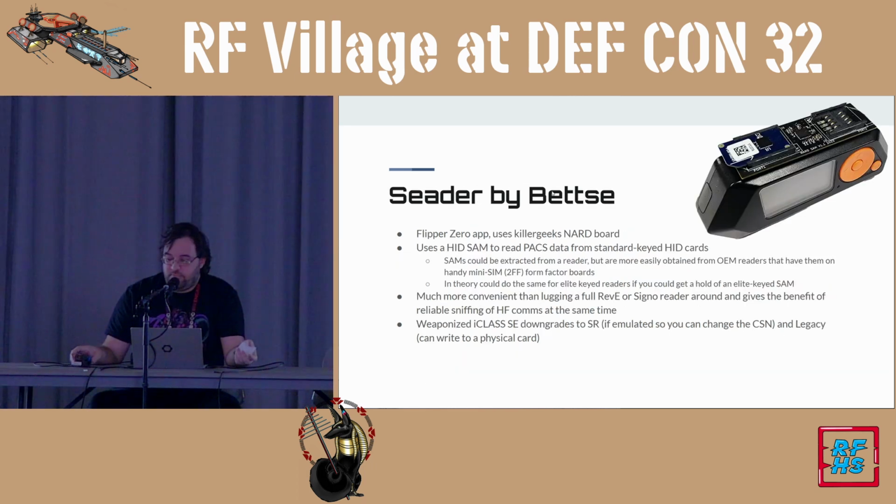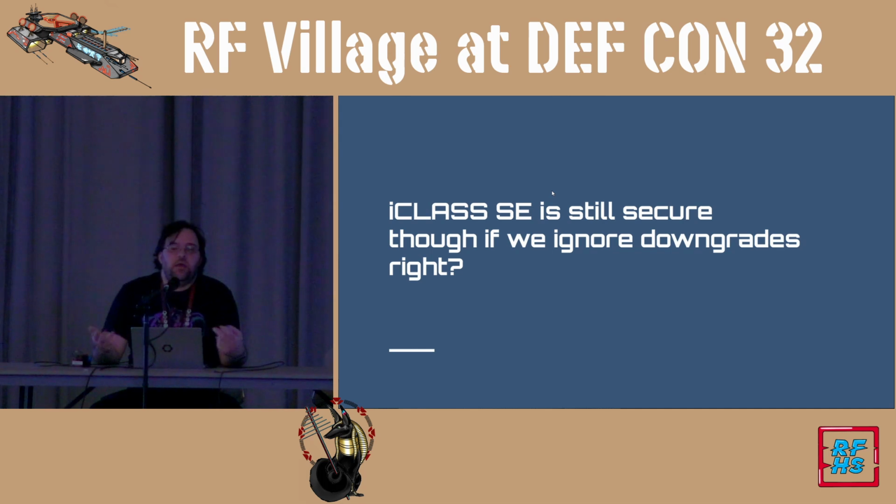So this is the Cedar. That's what it looks like. It's pretty cool. And see that little blue board on the top? That's actually the SAM, and just a lot more convenient. So iClass SE, we can do downgrades with Cedar, so we can read the PACS data and encode that to a legacy card. Or if it's an SR card, you don't even really need Cedar because you could just read the data directly off the card and just read the legacy PACS data, which is almost always the same as the SIO data, and then just downgrade it to a legacy card.